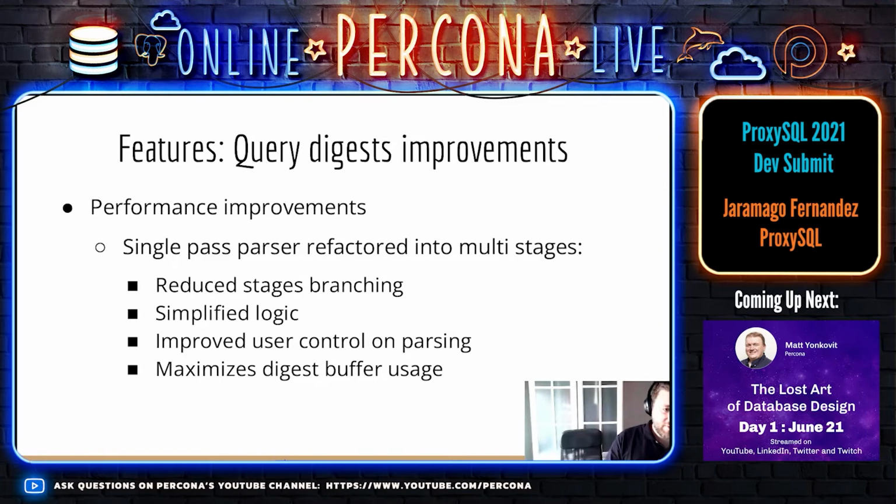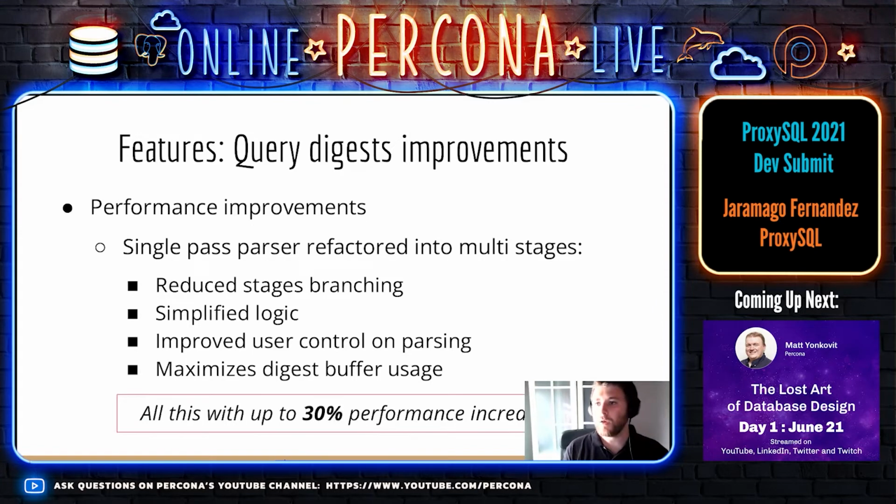As a side note, this compression that we now perform per stage allows us to fit even bigger digests in a small query buffer. As long as the end digest fits in the supplied query buffer, the digest will fit in, unlike in the previous implementation. So all of these changes come with a 30% performance increase in several intense benchmarks that we performed.